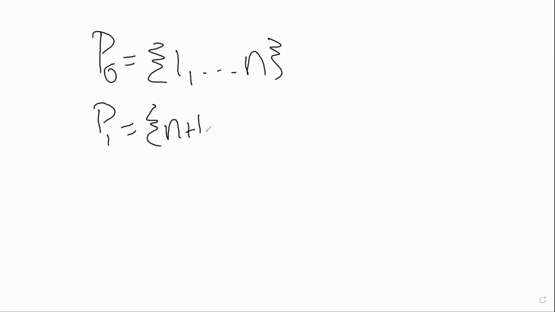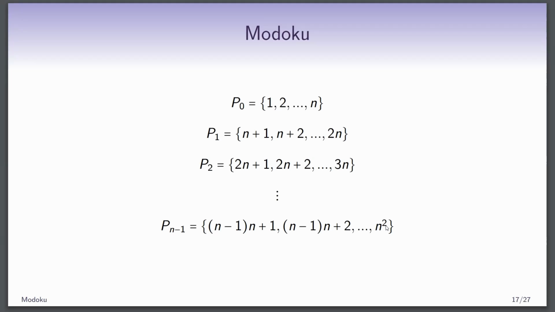Put simply, p sub 0 would contain 1 through n elements, p sub 1 would contain n plus 1 through 2n elements, p sub 2 would contain 2n plus 1 through 3n elements, and so on until the last k is reached, giving us p sub n minus 1 containing (n minus 1) times n plus 1 all the way through n squared elements.